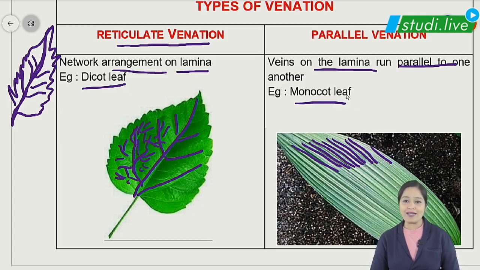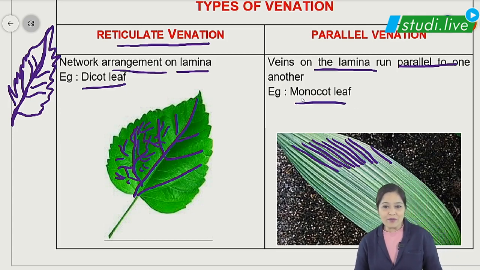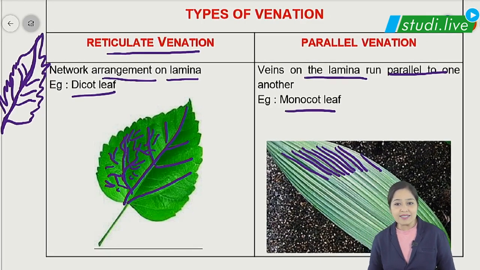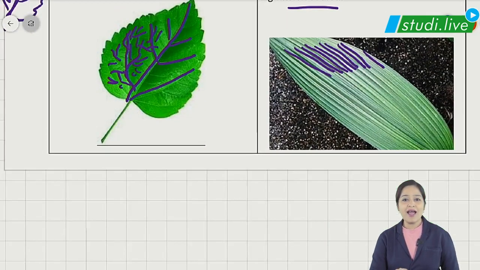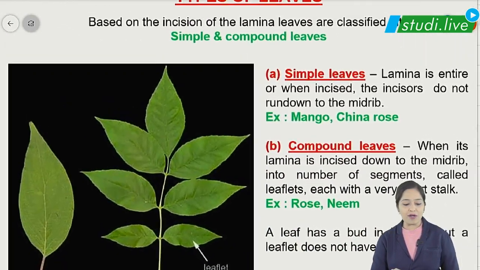An example is the monocot leaf. So the basic difference between reticulate venation and parallel venation is that in reticulate venation, veins and veinlets are present in the form of a network, and the example is our dicot leaf. Whereas in parallel venation, the veins and veinlets run parallel to each other, and that is the example for the monocot leaf.